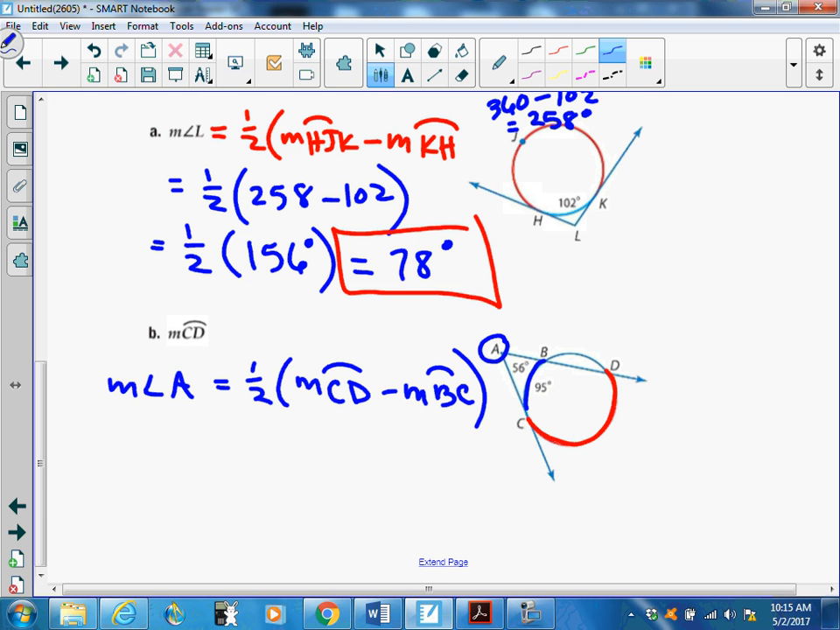And then I'm just going to fill in what I have. I actually have the measure of angle A is 56 degrees. The measure of arc CD is the thing that I want to find, I'll put a little question mark there. And the measure of arc BC is 95.